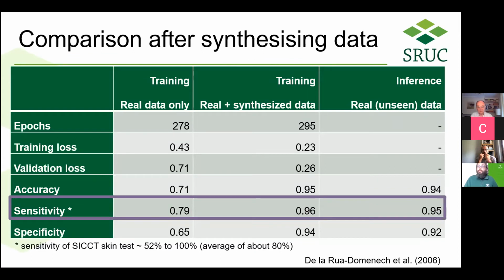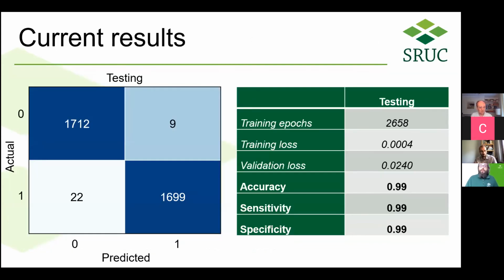Still nothing too drastic, and our sensitivity was still higher than the current skin test sensitivity. As you can see here from a paper by Della Domenech in 2006, it can go from anything from 52 to 100, but on average is around 80%. So we're kind of excited about this. These were our first results, and we wanted to then continue developing the model and training it up.